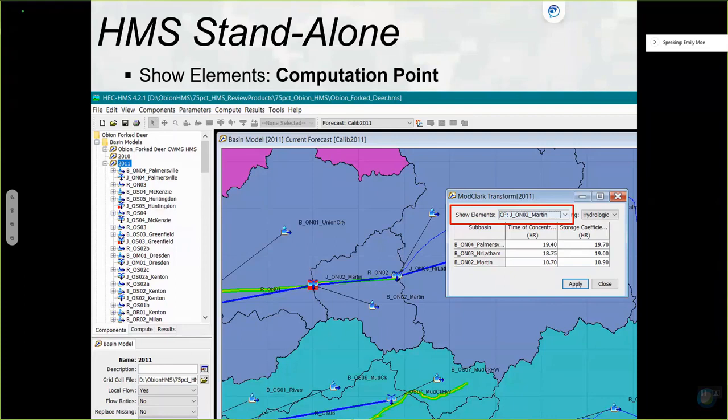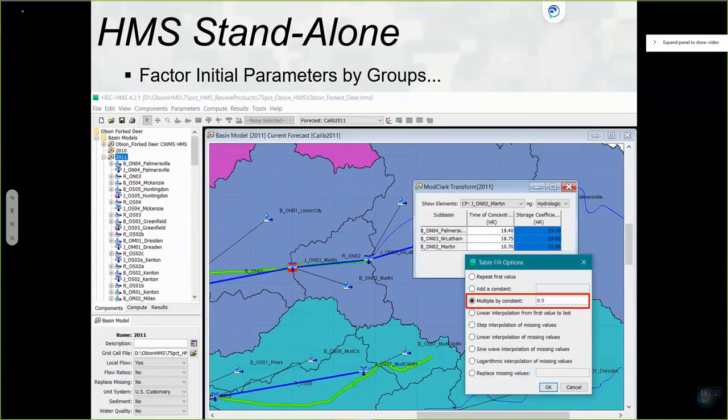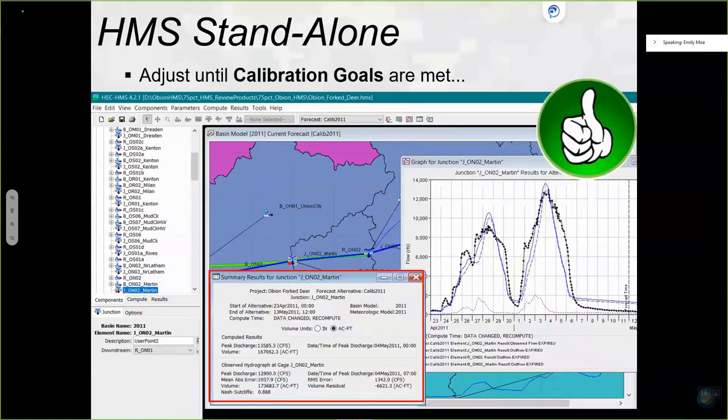This approach often works really well when there are several subbasins upstream of a single gauge, and there's really no intermediate observed data to justify adjusting them individually. In order to scale these values as a group, you can simply highlight the parameter column, right-click and select Fill. From here, you can adjust by a number of factors. To scale all the subbasins at once, you can select the Multiply by Constant option and then OK. Then you can continue adjusting those parameters by computation point group until the calibration goals have been met.